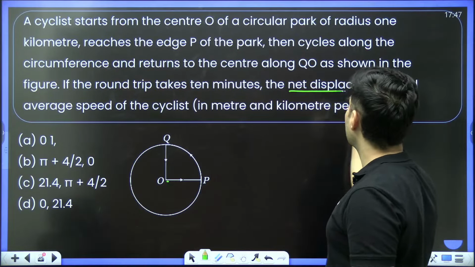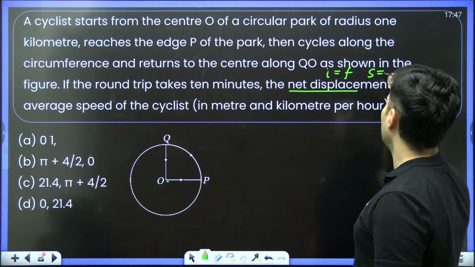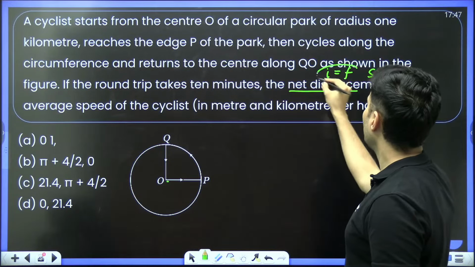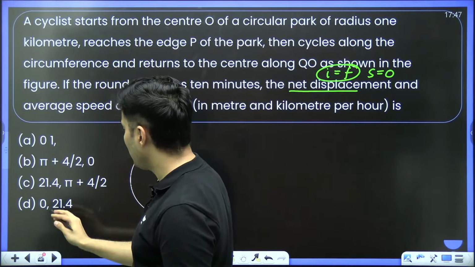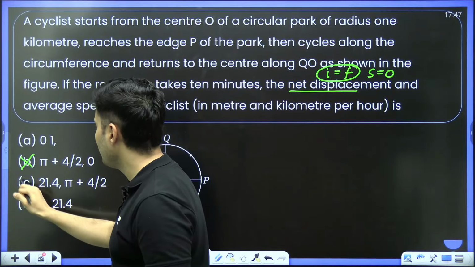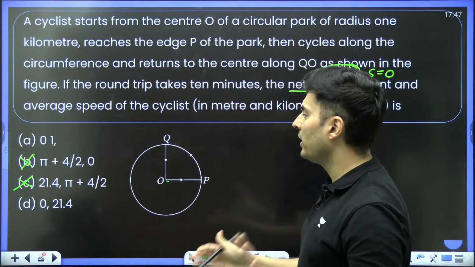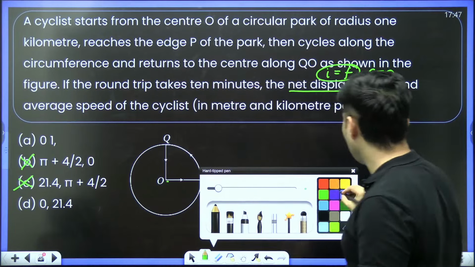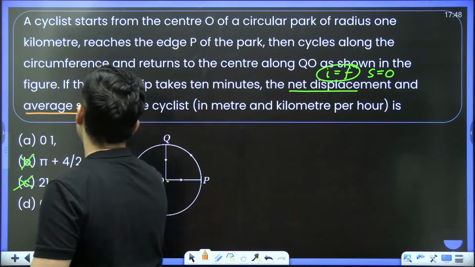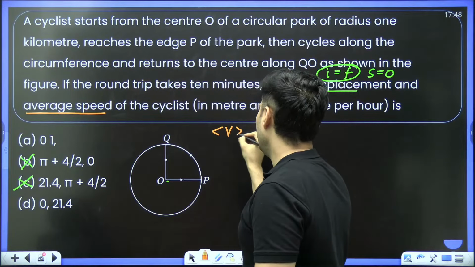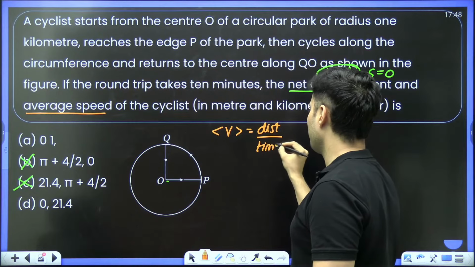First of all, net displacement: because initial position is equal to final position, the displacement will be 0. So I can see 0 over here and 0 over here. So option B is eliminated, option C is also eliminated. So either it is A or it is D. Alright. So for the next part, the average speed part, I need to basically find the total distance divided by the total time.